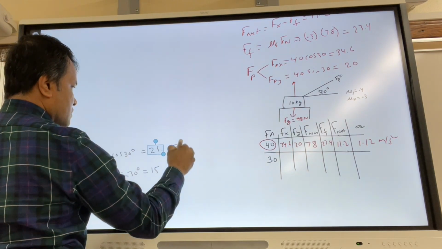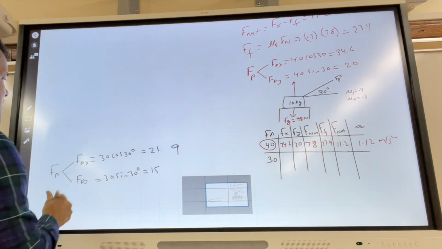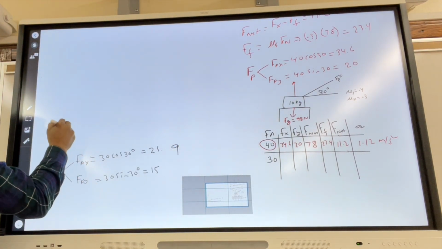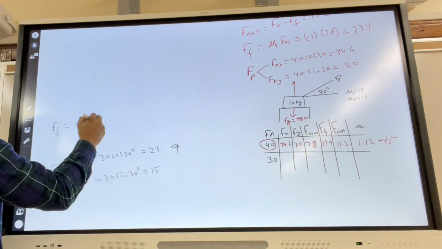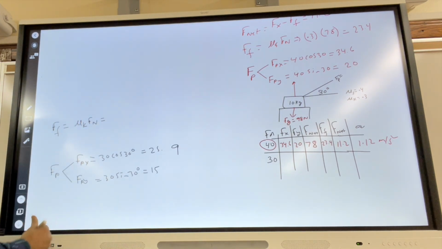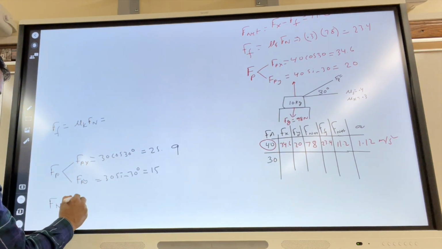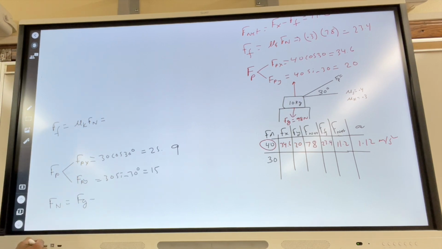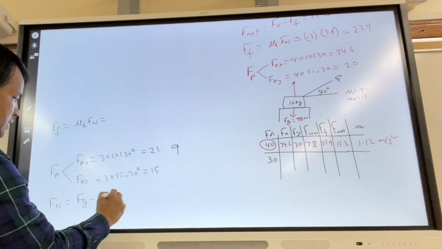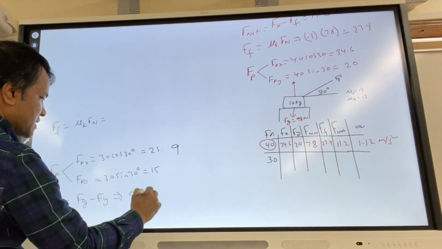All right. So now the next thing we have to find is force of friction. Force of friction is mu k Fn. So let's find the Fn. Fn would be Fg minus Fy. So Fg is 98 minus 15.